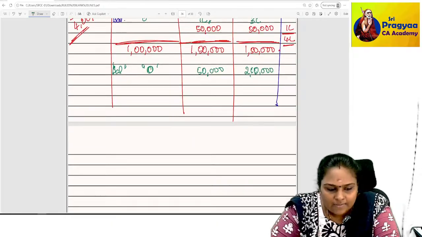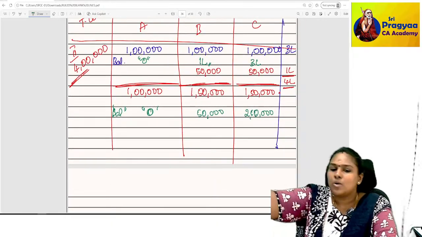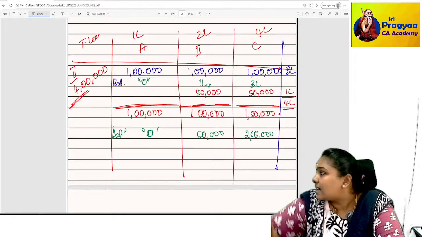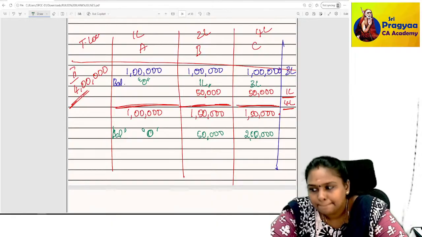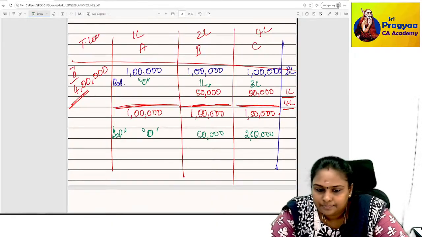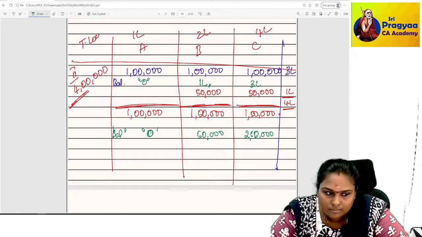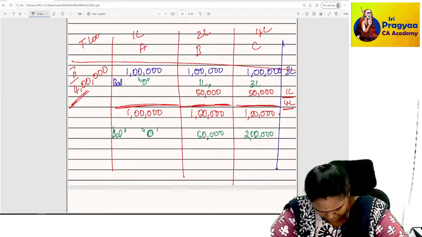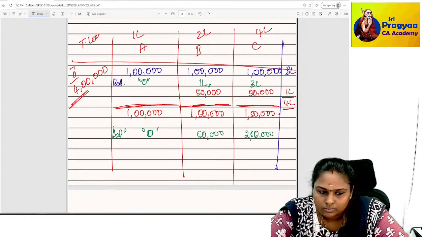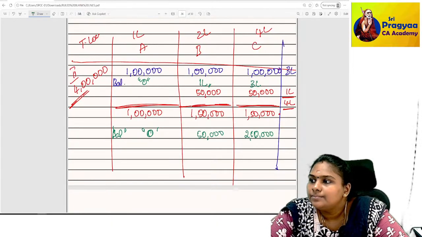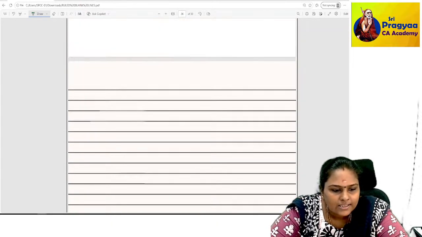ஓகேவா? Now shall we see the third one? This go and read with example 38. I'll keep this chart there in the screen. Please try to correlate with example number 38. Understood? Okay, understood.